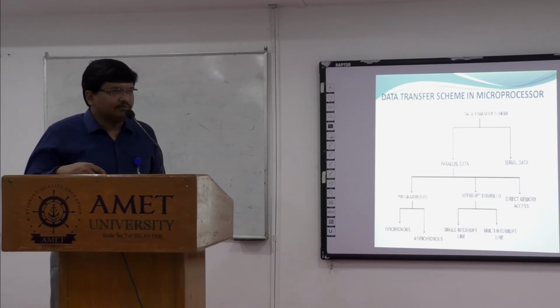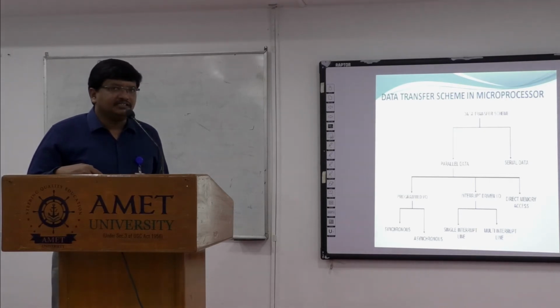Data transfer schemes are majorly classified into parallel data and serial data. In parallel data, what is happening? It consists of n number of lines, where n bits of information can be transferred at any given period of time, which is faster when compared to serial data. In serial data, only one line is available from the transmitting side to the receiving side, so at a given instant of time, only one bit of data transfer takes place. Here, n-bit data transfer takes place based upon the number of lines.